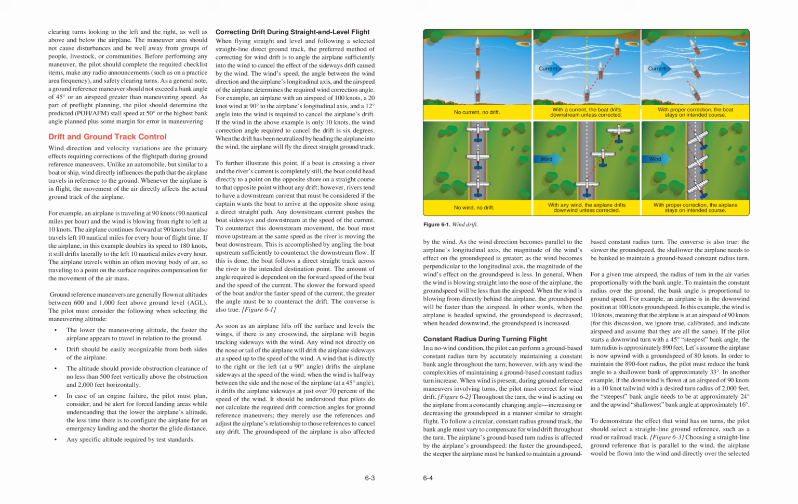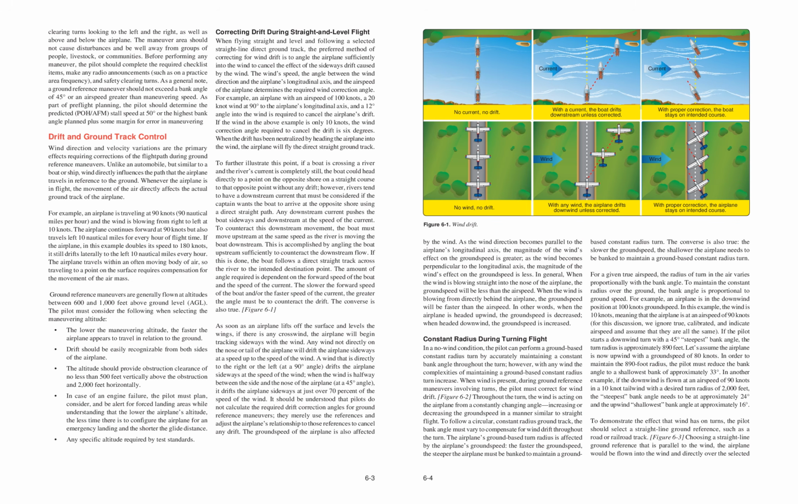For example, an airplane is traveling at 90 knots, 90 nautical miles per hour, and the wind is blowing from right to left at 10 knots. The airplane continues forward at 90 knots but also travels left 10 nautical miles for every hour of flight time. If the airplane, in this example, doubles its speed to 180 knots, it still drifts laterally to the left 10 nautical miles every hour. The airplane travels within an often moving body of air, so traveling to a point on the surface requires compensation for the movement of the air mass.